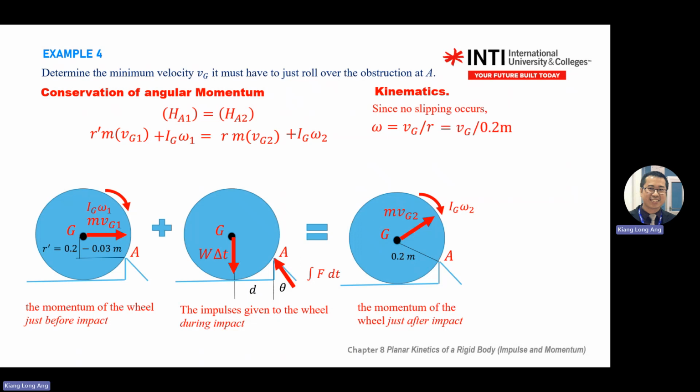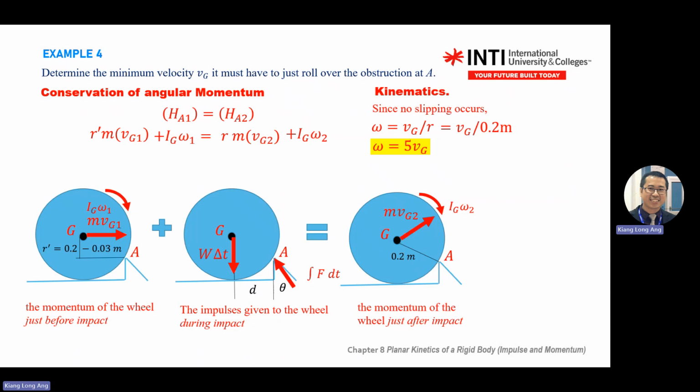This one is just to find omega. How to find omega? V equals omega R. You're given velocity, but sometimes velocity is not known. So you just put your omega in terms of velocity, then substitute back.